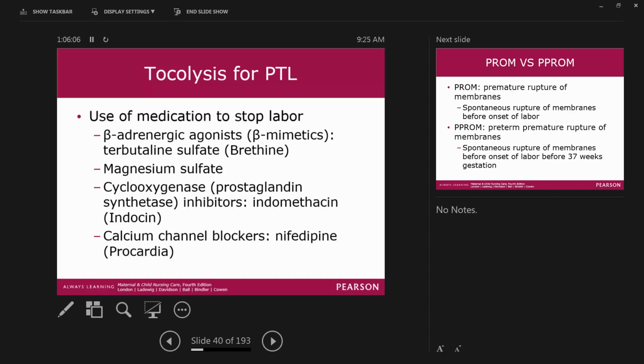Mag sulfate is a drug that we will give. Usually, if we give terbutaline, it's a sub-Q injection. We give it, it stops her contractions, we watch her for an hour, they don't come back, we send her home. If we're giving mag sulfate, that's an IV drip, and she's a patient now. Okay? Mag sulfate kind of just relaxes the smooth muscle of the uterus and causes those contractions to simmer down.